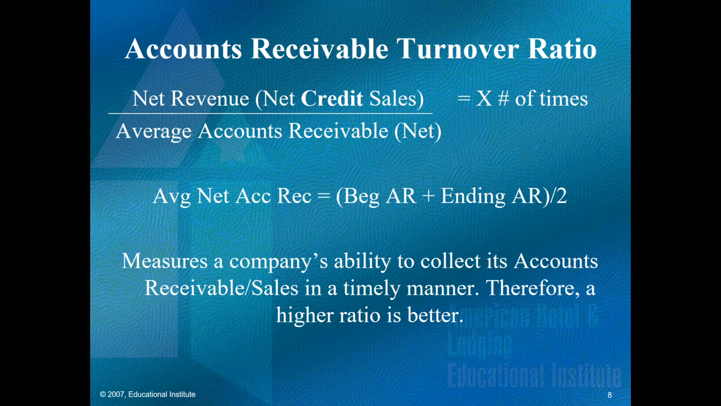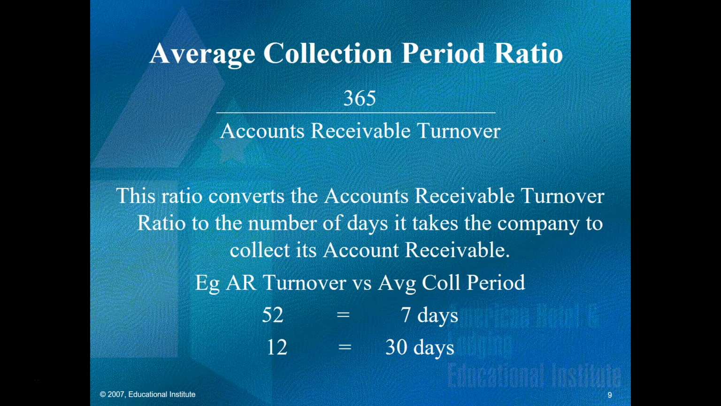One every week, right? If we had a ratio of 26, we're collecting every other week, right? Okay, you get the idea? All right. So let's take a look at the next one, because this ratio affects the next one.